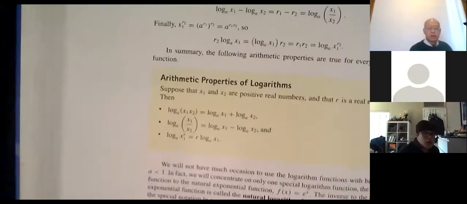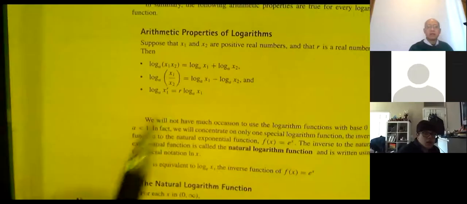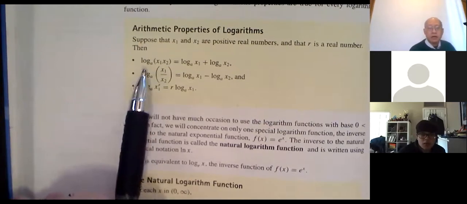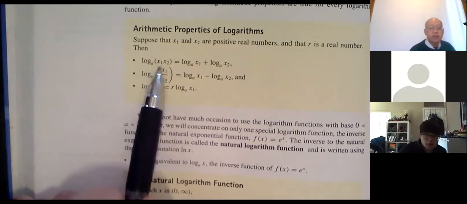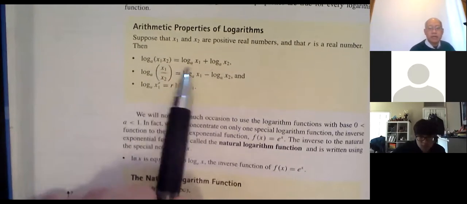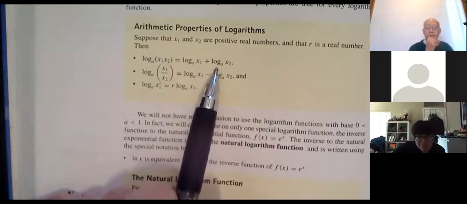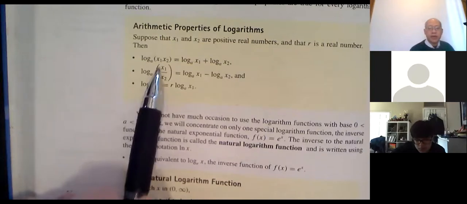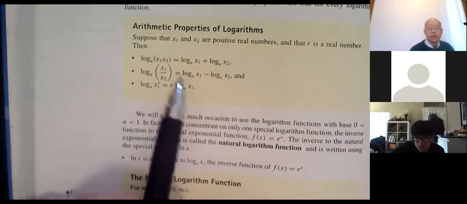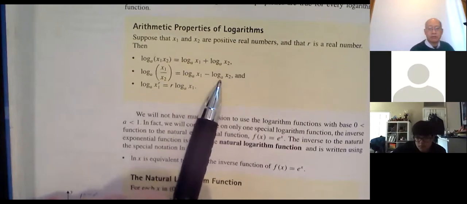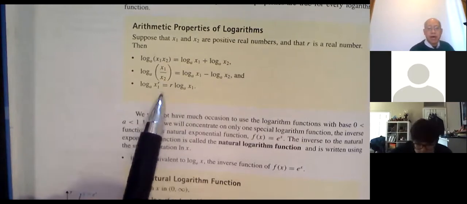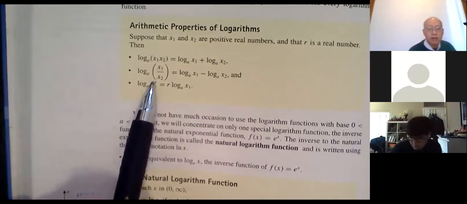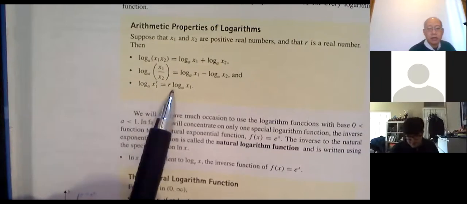All right, then another biggie on page 298. Properties of logs. Again, you should have seen these before. The log of a product, log base a of x1 times x2, is log base a of x1 plus log base a of x2. It's the sum of the logs. Log of a quotient, log base a of x1 over x2, is log base a of x1 minus log base a of x2. And then the power property: if you have an exponent up there, log base a of x1 to the r power, that r gets to come down in front, r log base a of x1.